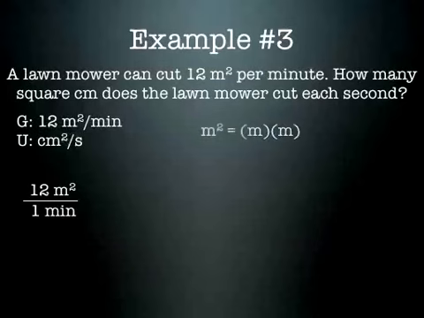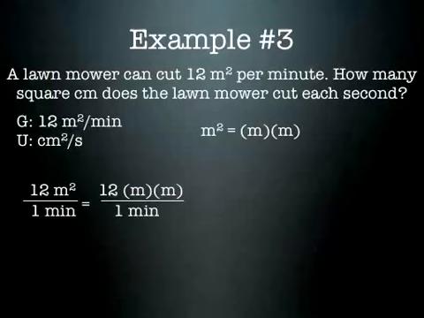Well, we know from math class that meters squared is just m times m. And if it was meters cubed, it would be m times m times m. So what I want you to do when you come to a problem that looks like this is rewrite it like that. Rewrite it as 12m times m divided by 1 minute. The reason I ask you to do that is now visually we know how many m's we have to get rid of.